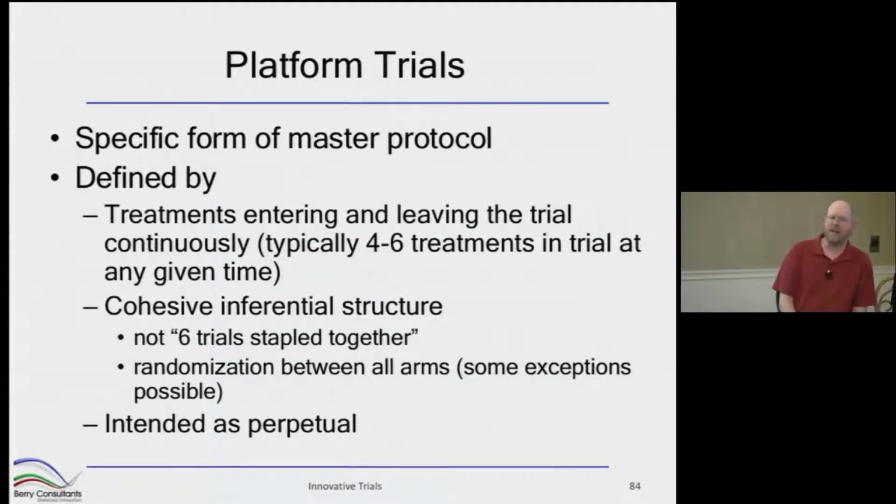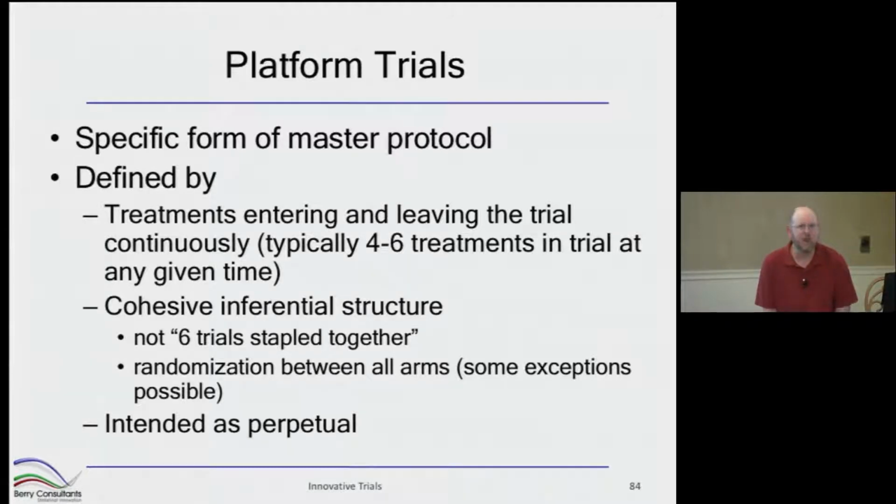A platform trial is a specific form of master protocol, and it's defined by its being continuous. So certainly most master protocols are intended this way, but some of them we're going to have 6 drugs from the start. A platform trial is usually intended to run for a long time, and drugs are going to enter and exit over time. It's also intended to have a cohesive inferential structure.